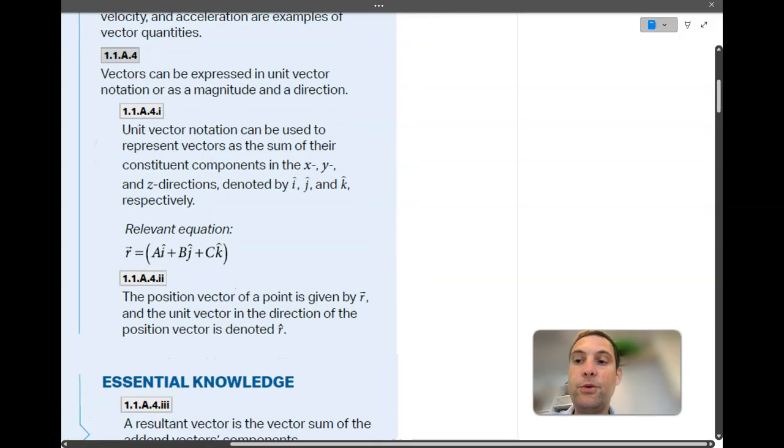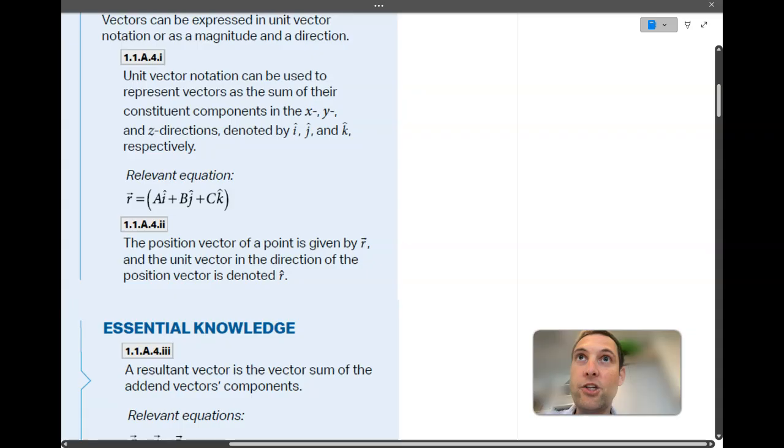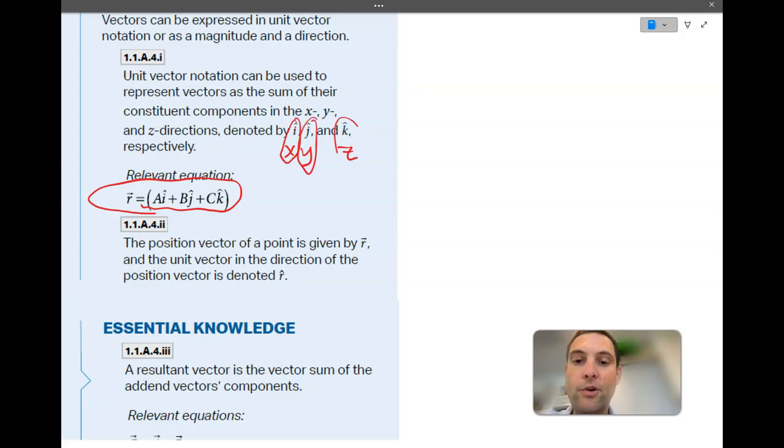Vectors can be expressed in unit vector notation or as magnitude and direction. So you might see the same old vectors that we saw in AP Physics 1, or you might see it in this scary looking manner. All this says is we have A i hat plus B j hat plus C k hat. We're using i hat, j hat, and k hat for x, y, and z. You can memorize that because both of them are alphabetical.